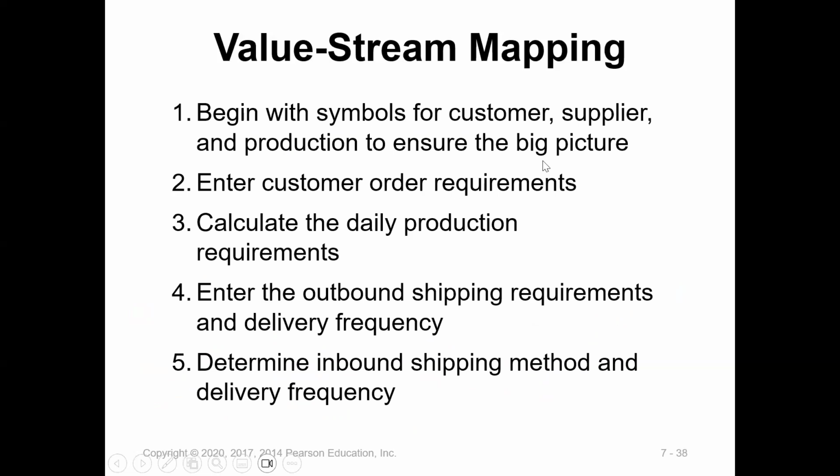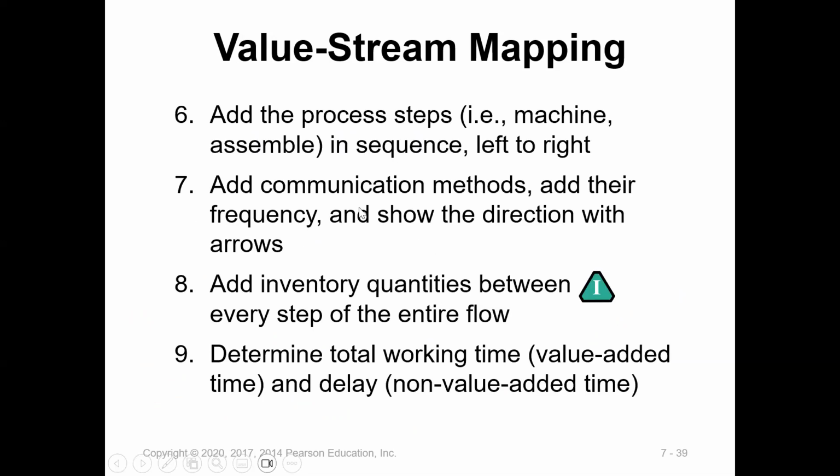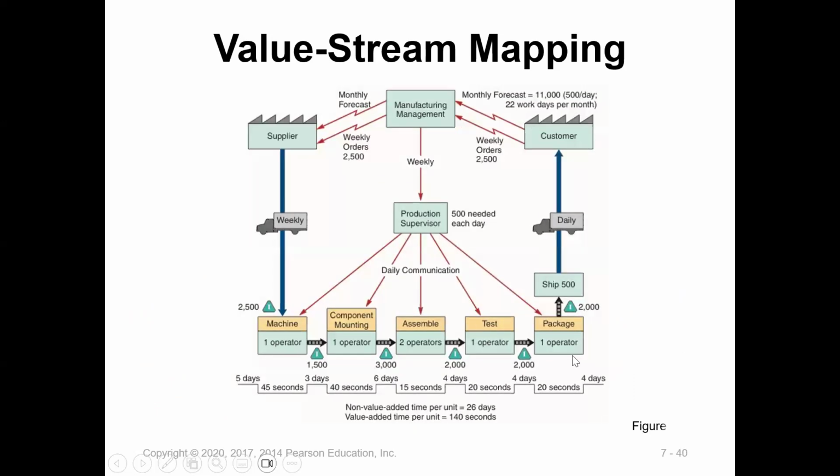Begins with symbols for customer, supplier, and production to ensure the big picture. Enter the customer order, calculate the daily production requirement, enter the outbound shipping requirement and delivery, determine inbound shipping and method of delivery frequency. As I mentioned, add the process step, machine in sequence, add communication method. It's comprehensive. Let me see if we have one here.